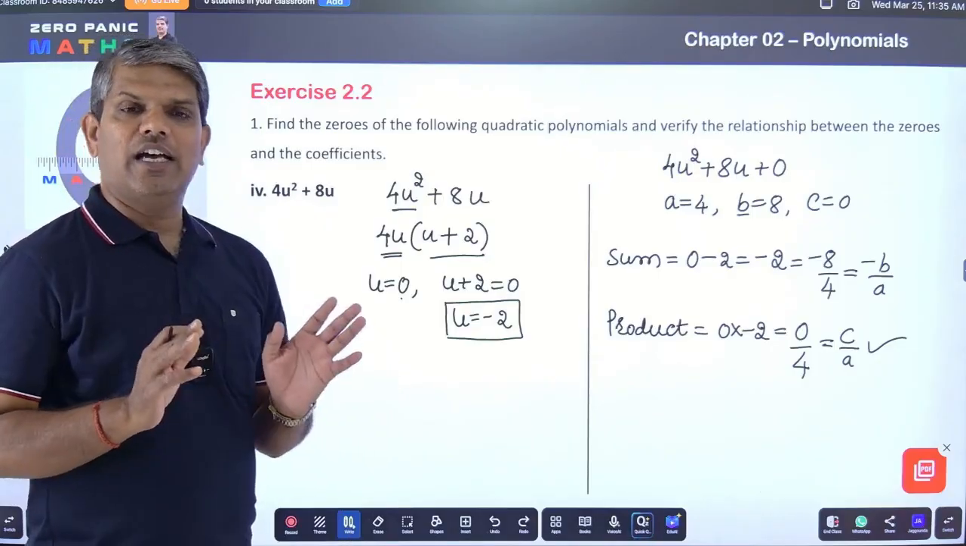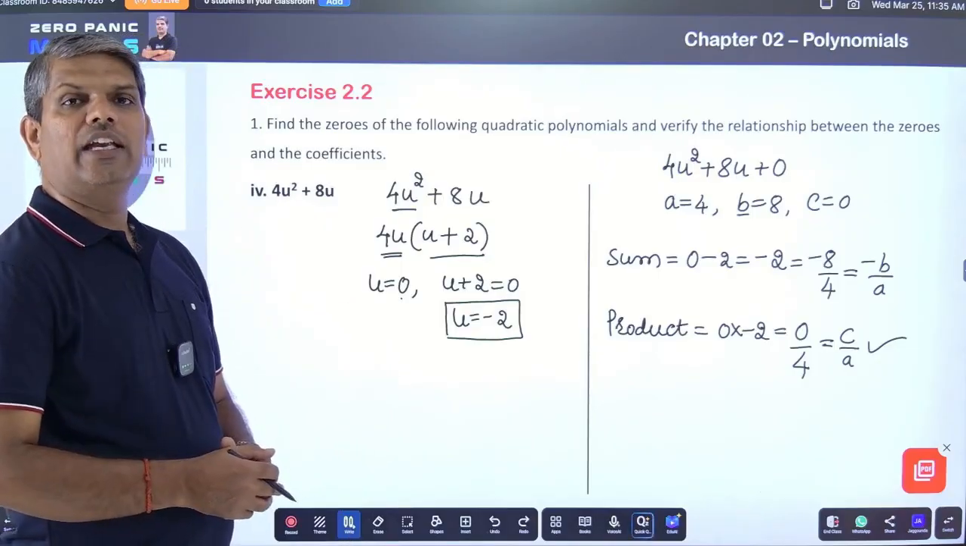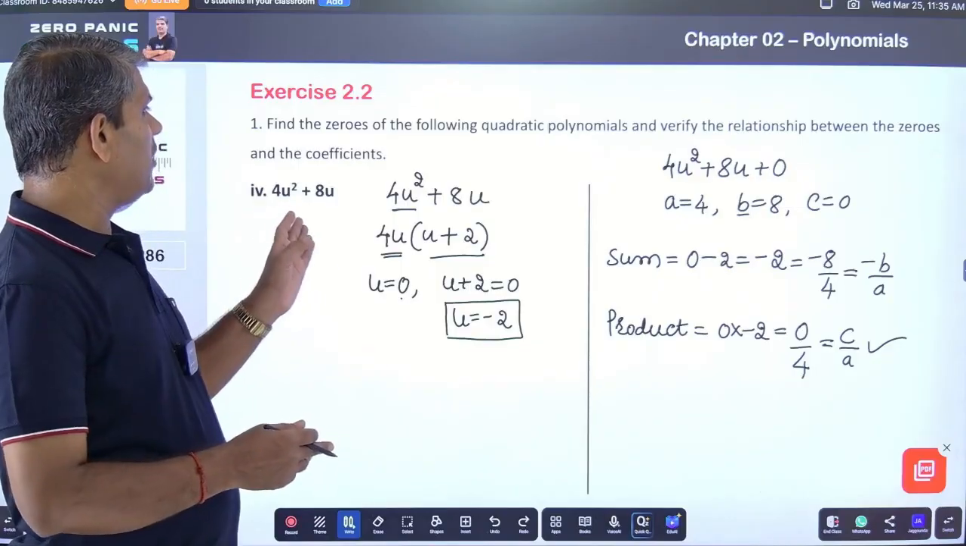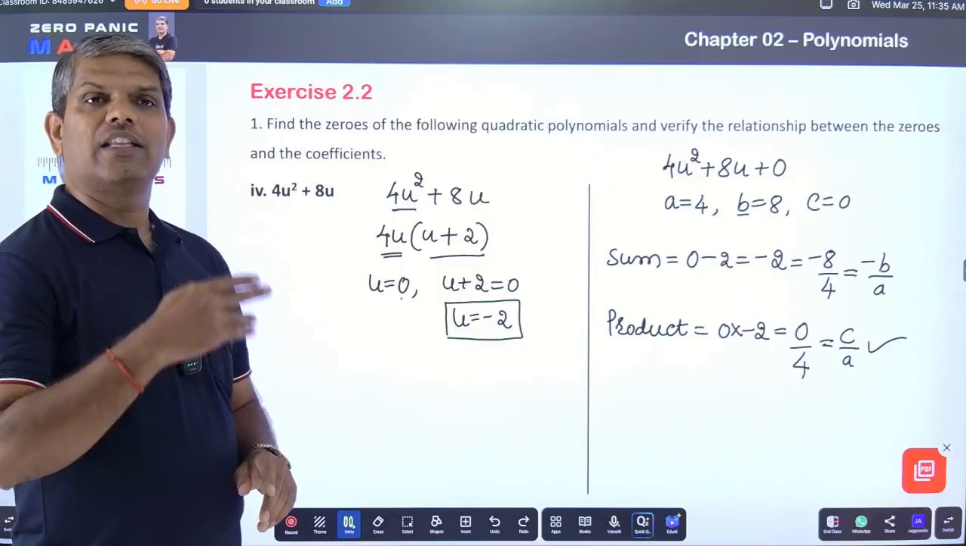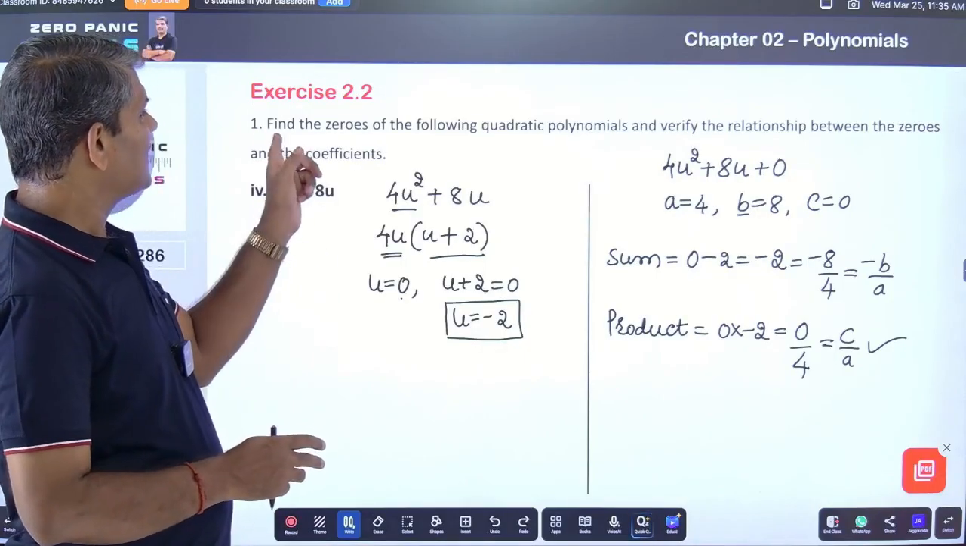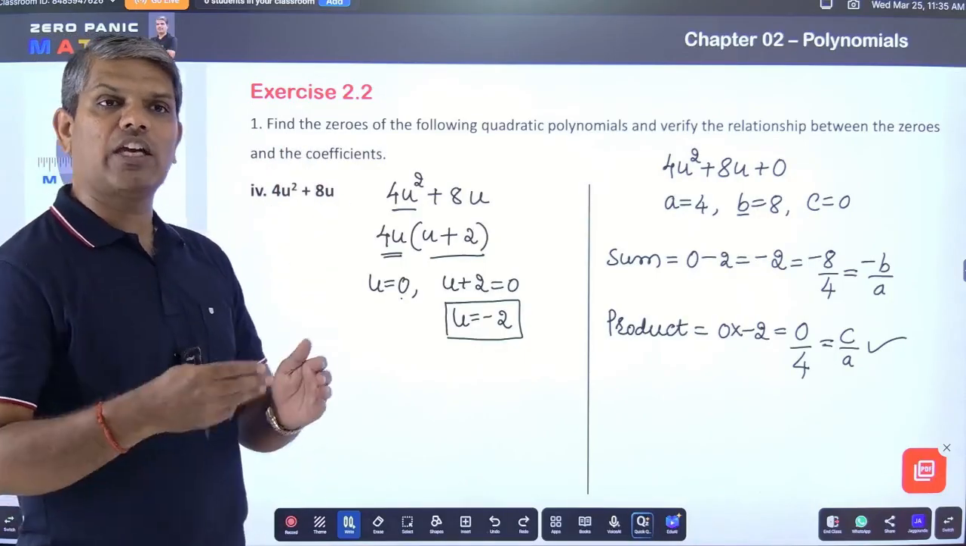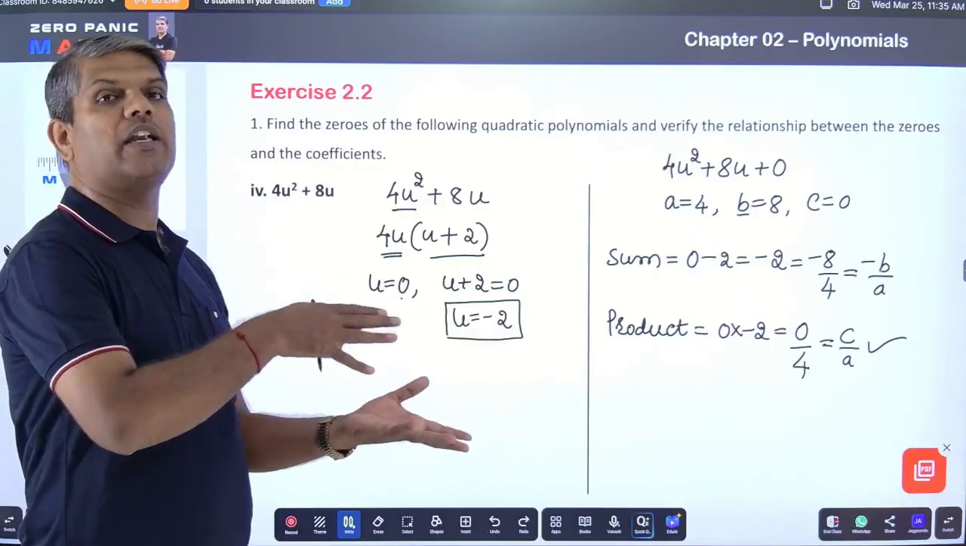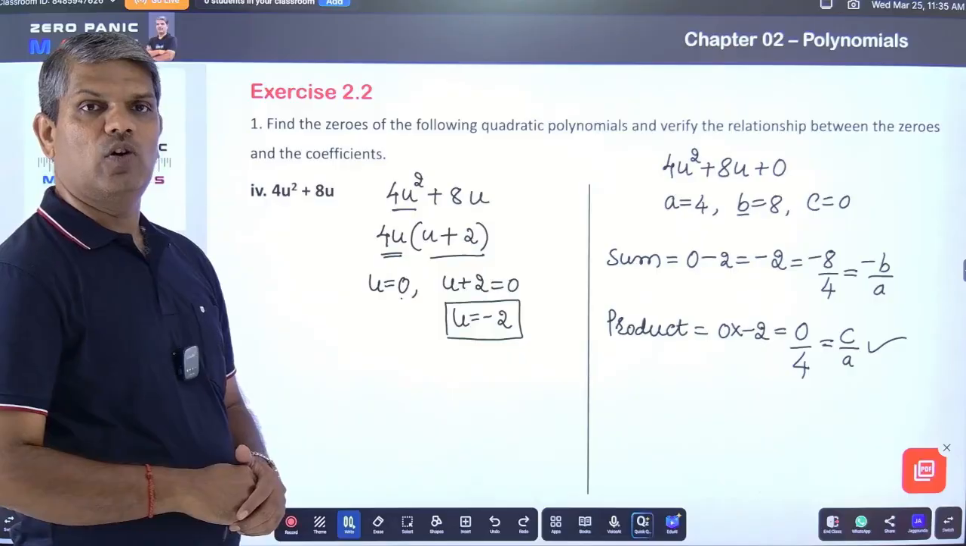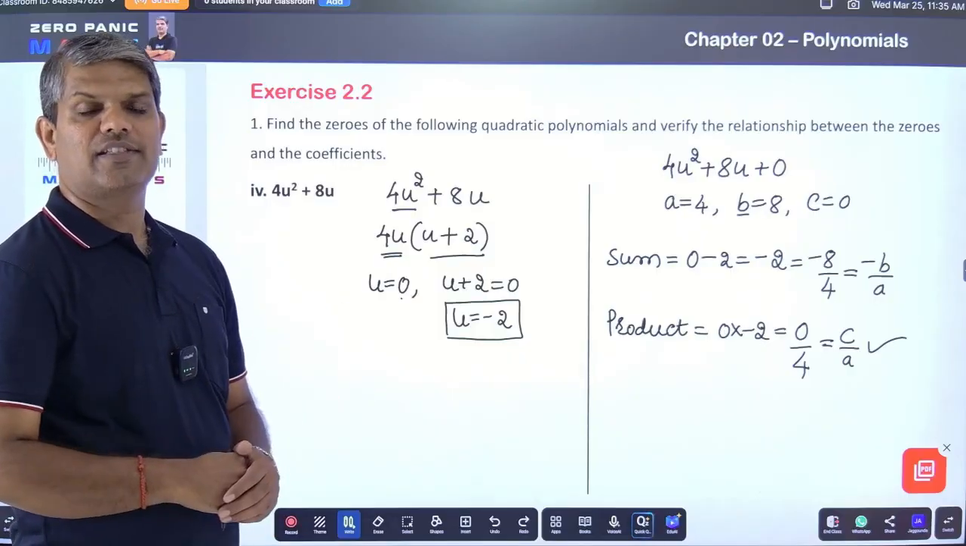Let us stop our discussion here only, and we will continue with the remaining problems in set 1 and exercise 2.2, the second set of problems wherein we are given the zeros and we are asked to find the polynomials itself. Okay, we will discuss that in the next session.